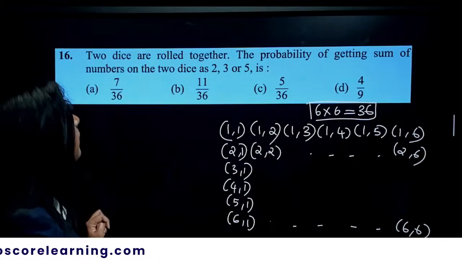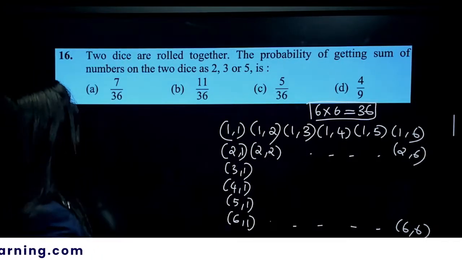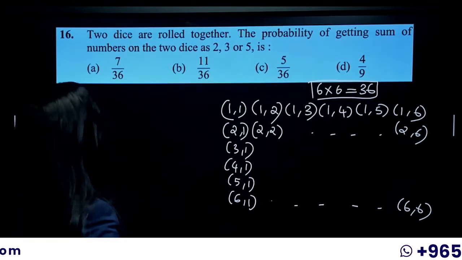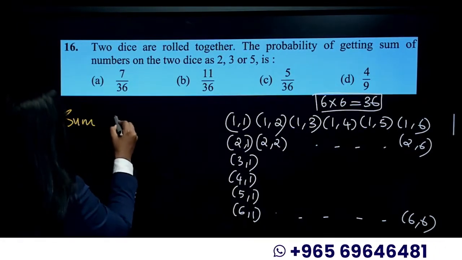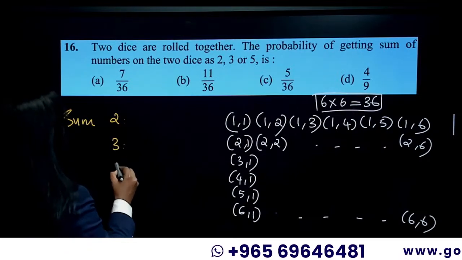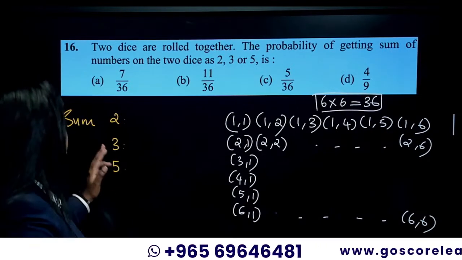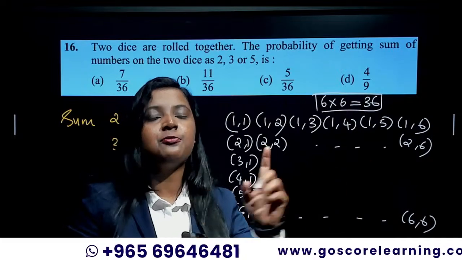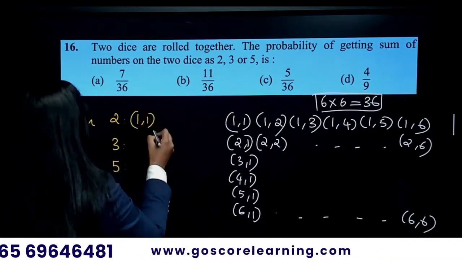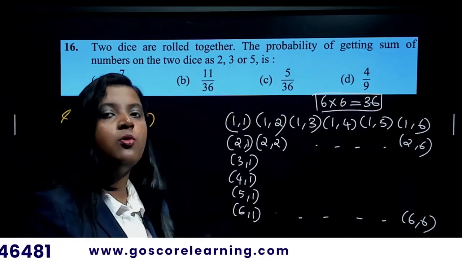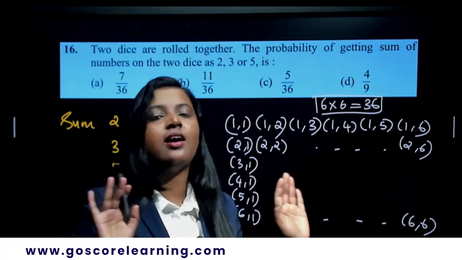And now the probability of getting a sum on the numbers on the two dice as 2, 3 or 5. So you have to get the sum as 2, 3 or 5. What are the possibilities of getting sum 2? Let us take the first number 1. 1 plus 1 is 2. So 1 1 is there. Is there any other possibility? No. We can't take any other numbers.